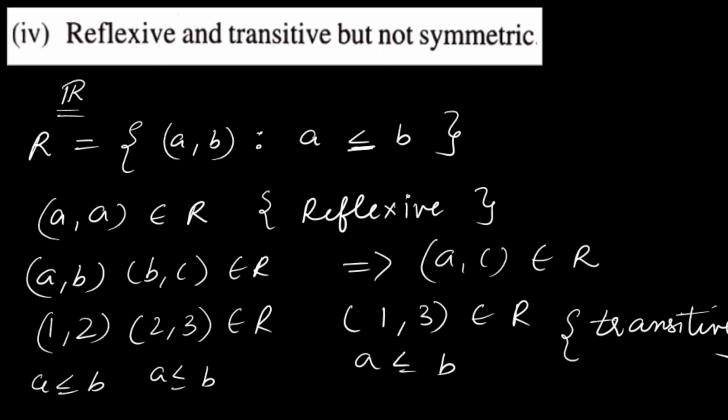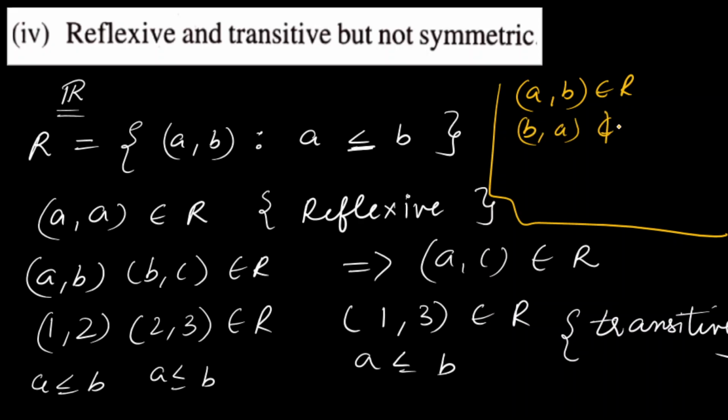But now symmetric, with any example you can prove it here. For (a, b) belonging to R, here (b, a) won't belong to R. Because if I take (1, 2), it satisfies this condition because 1 is less than or equal to 2, but (2, 1) will not satisfy this because 2 is greater than 1. 2 is not less than 1. So (2, 1) doesn't belong to R. Therefore this relation is not symmetric, but it is reflexive and transitive.